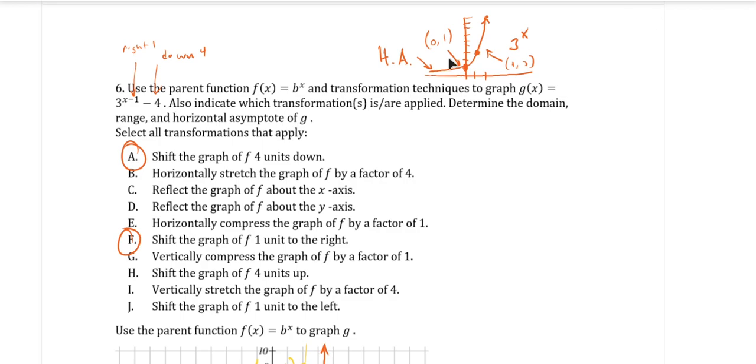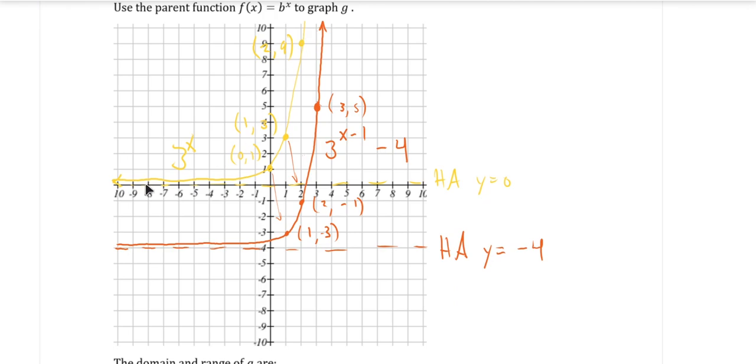And we're going to apply those to the parent function 3^x, which looks like this. For this one, I graphed the parent function so that we can see what's going on, including a couple points that are on that parent function. And here you can see they have each one of them gone down 4 and over 1 to the right. That includes the horizontal asymptote, which was at y = 0 and is now down at y = -4.